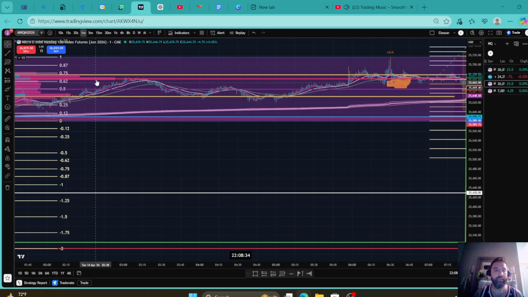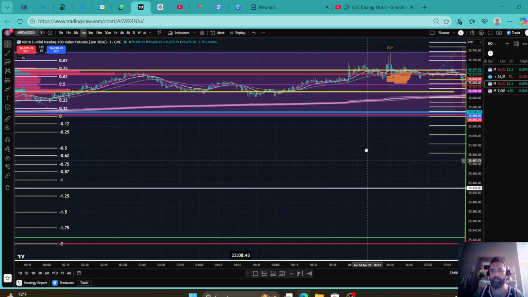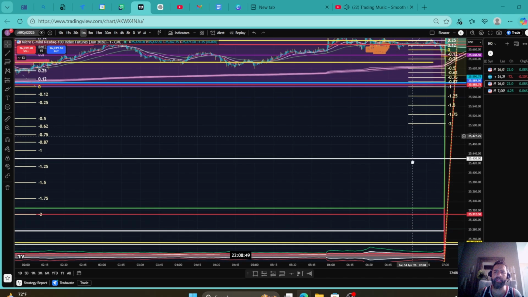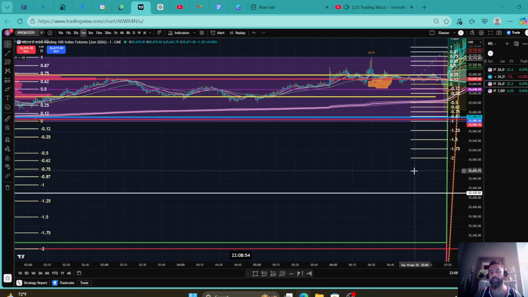So this is London right here, and what I'm going to be looking for is, are we inside or outside value? Automatically when I look at this, these two white lines represent New York value. So right off the bat, guys, we are outside of value, so that's telling me we're not in a rotational day. We're either going to expand to the north or we're going to repair to the south.